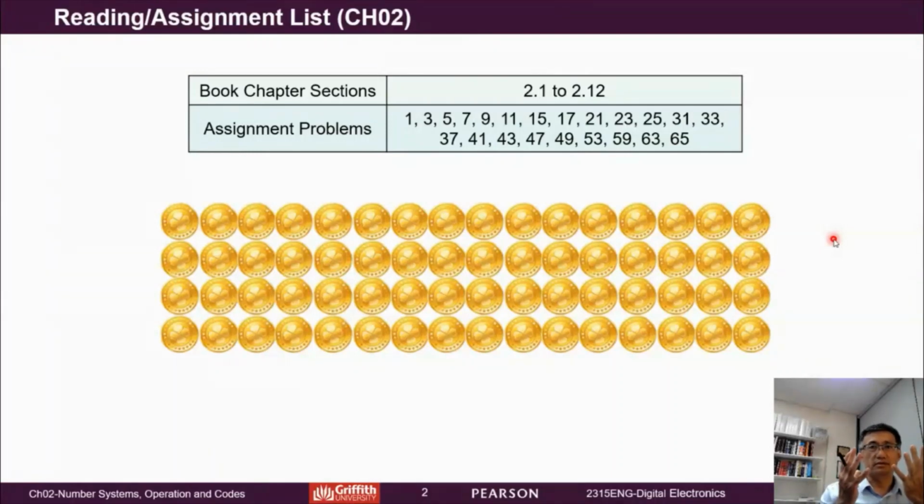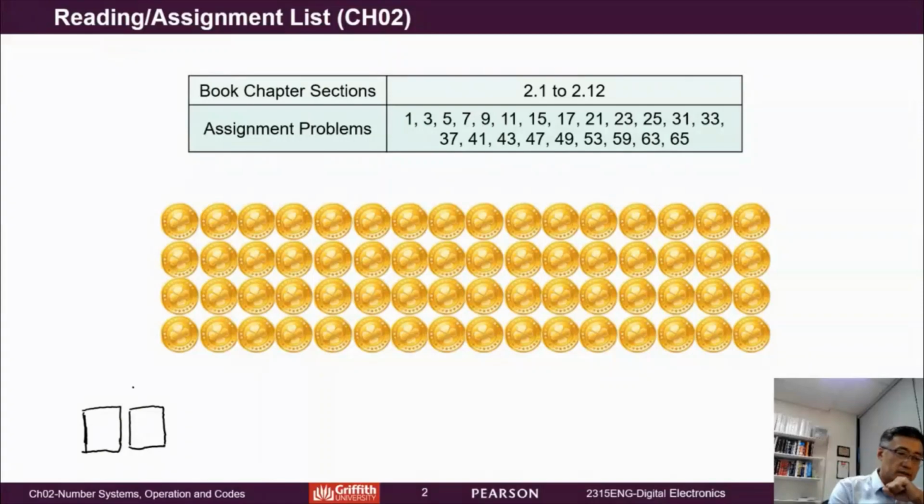We have 10 fingers, right? So we count 10 fingers. We can count from 0 to 10 for one human being's hands. How about more than 10? We don't have a second or third hand, right? In that case, we have to use an additional location to represent the overflow number.